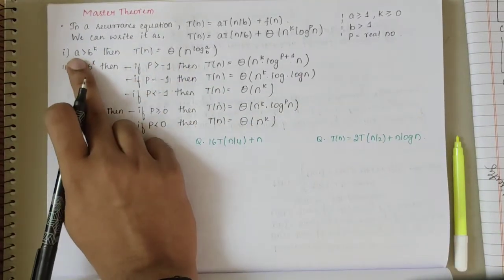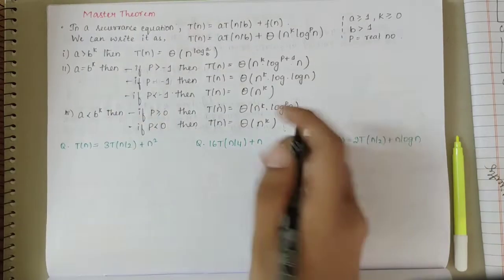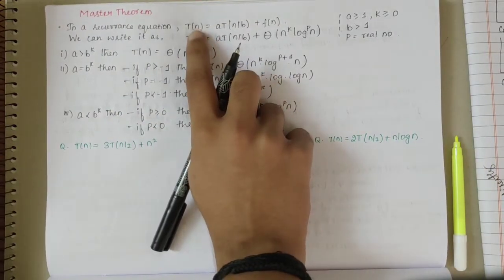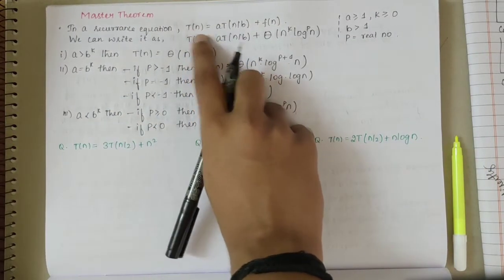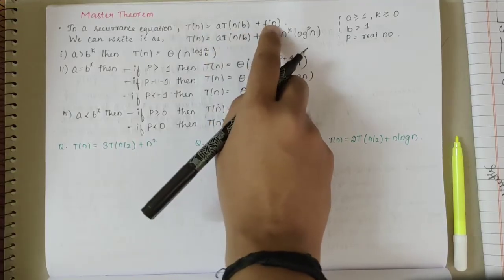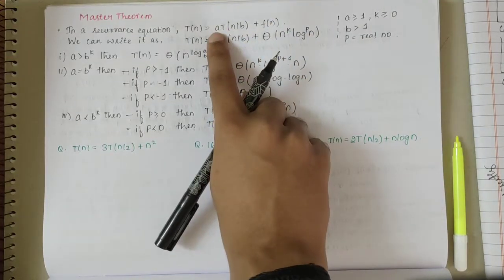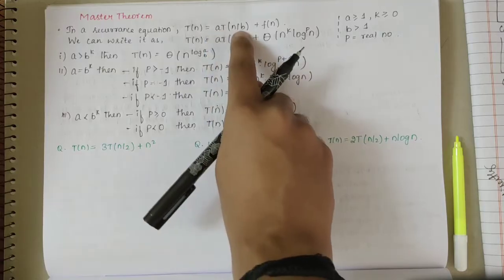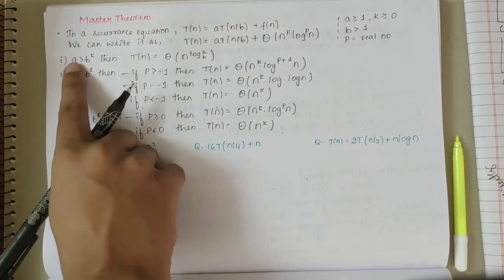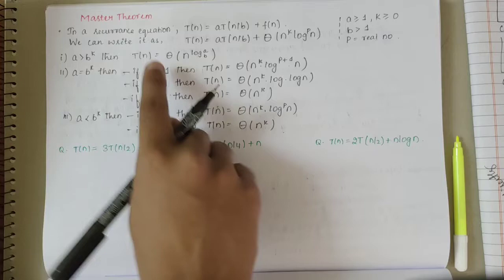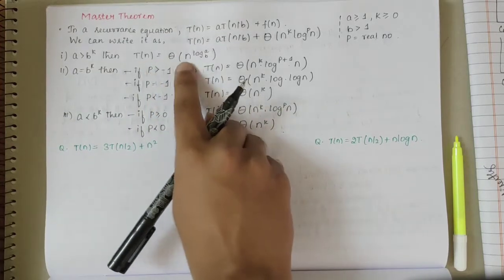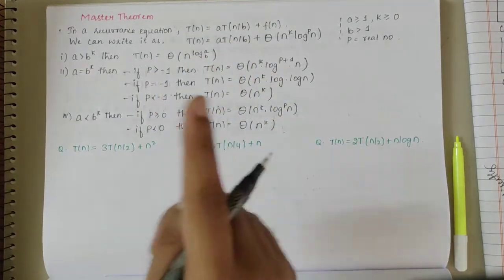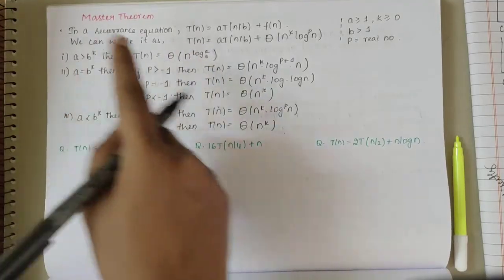So any given relation, if it is of the form t of n is equal to a t of n by b plus f of n, then you can consider a here and b here. If a is greater than b power k, then t of n is equal to theta of n to the log a to the base b. So this is the case if a is greater than b power k.